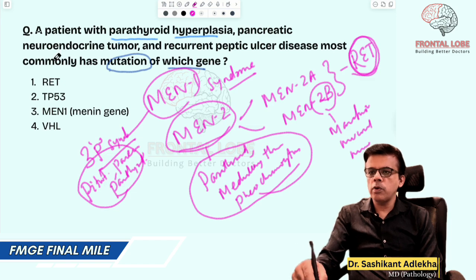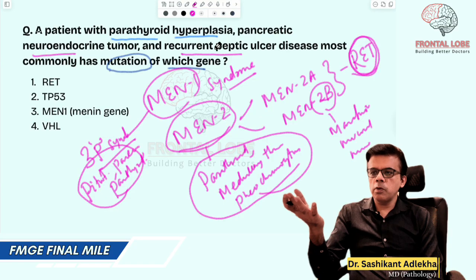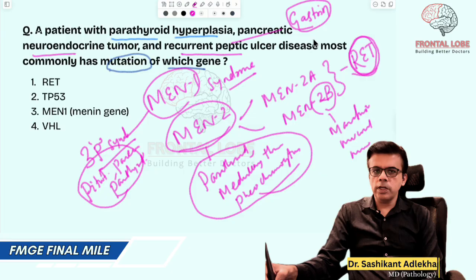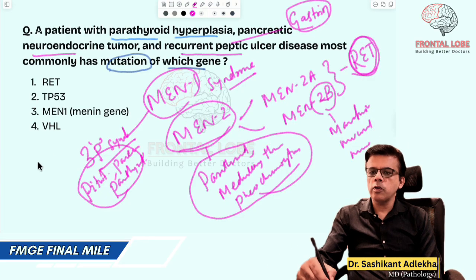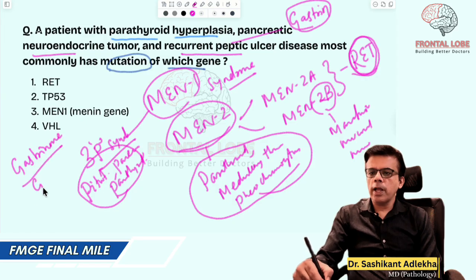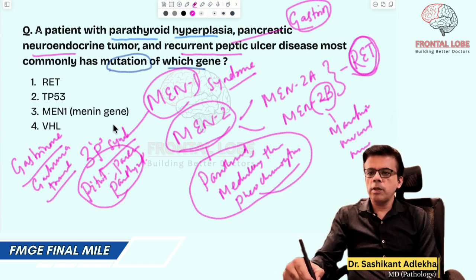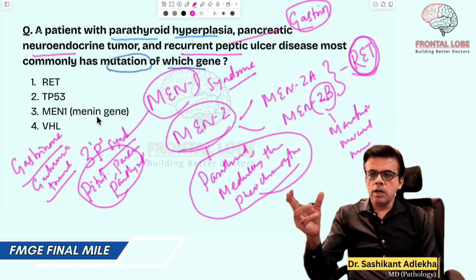parathyroid tumor, pancreatic neuroendocrine tumor, and recurrent peptic ulcer. So what is the cause of recurrent peptic ulcer over here? It is because of gastrin. Now this gastrin secreting tumor, or gastrinoma, is common in the gastrinoma triangle, which is commonly seen over the duodenum and the pancreas. So the duodenum and the pancreas are the common areas where you will get the gastrinoma.